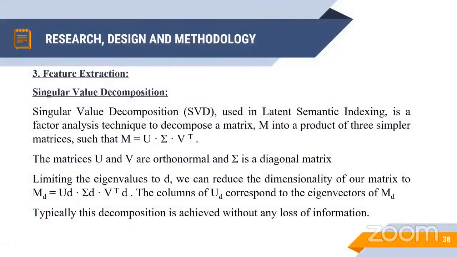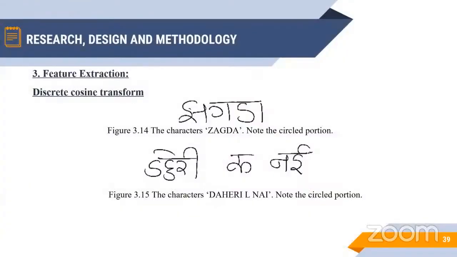Now the feature extraction. If I want to go for feature extraction, one method is SVD, singular value decomposition. Singular value decomposition has M equal to U into sigma into V raised to T. That means U and V are orthonormal, and sigma is the diagonal matrix. The image is based on the matrix, so if I multiply these values with the matrix, it is typically without any loss of information to achieve the output.